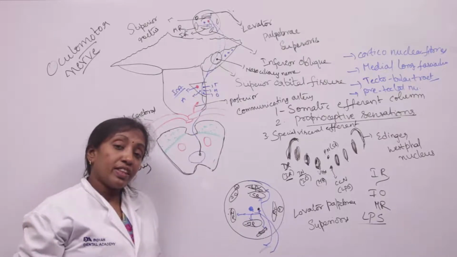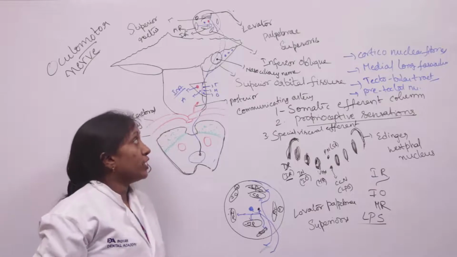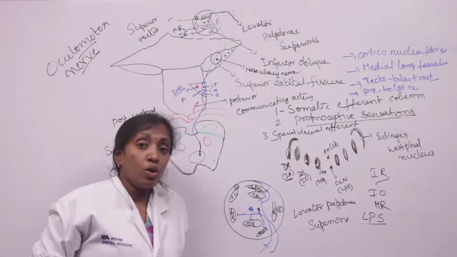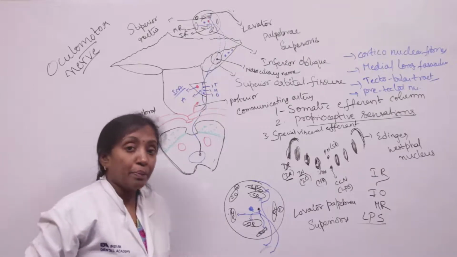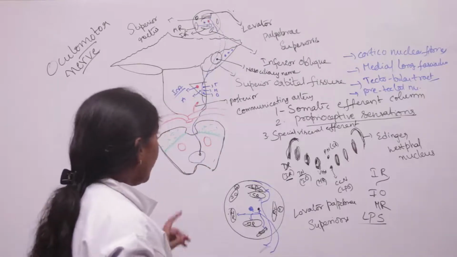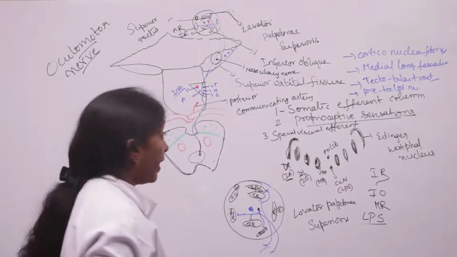So it communicates with the sympathetic plexus present around the internal carotid artery, and also with the nasociliary nerve. The oculomotor nerve also communicates with the ciliary ganglion, which conveys preganglionic parasympathetic fibers. Okay, so that's about the communications of the oculomotor nerve. Okay, next.